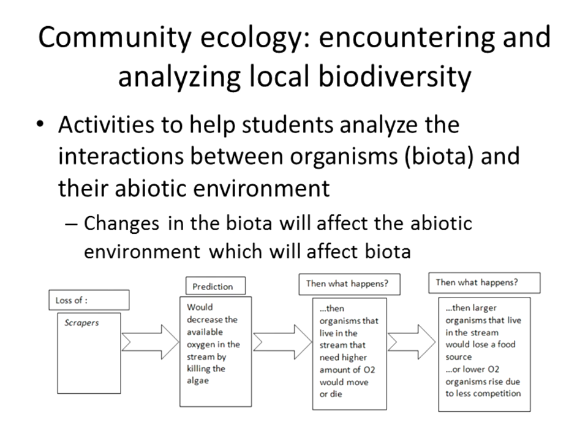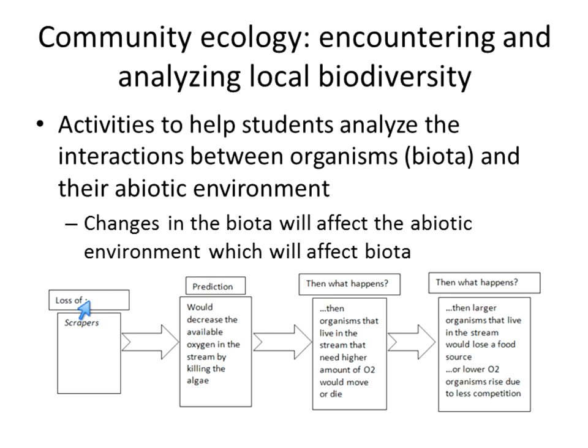And so we have these graphic organizers in the curriculum that I just shared, and we have them say, okay, well, what will happen if there's a disturbance, say for a loss of scrapers in the stream? So a scraper eats, let's say, algae off a rock. What would happen? Well, if there are less scrapers there, would it decrease the available oxygen in the stream by killing the algae? Or sorry, not loss of, I guess, gain of scrapers. And then what would happen?